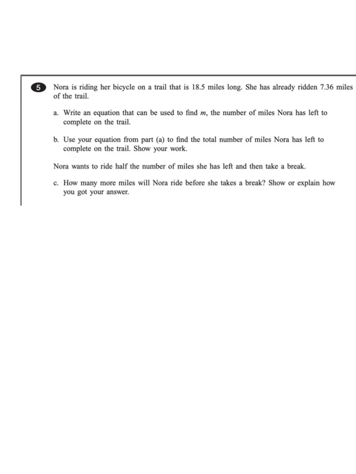Nora is riding her bicycle on a trail that is 18 and 5/10 miles long, and she's already ridden 7 and 36/100 miles of the trail. So if you picture her destination on a map, she's started at point A and she's going to point B. The total distance she's going to be on her bicycle is 18.5 miles, which of course we know is 18 and a half. And she's already gotten to a little less than halfway, 7 and 36/100 of a mile.